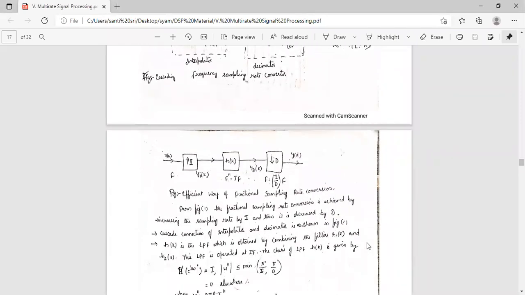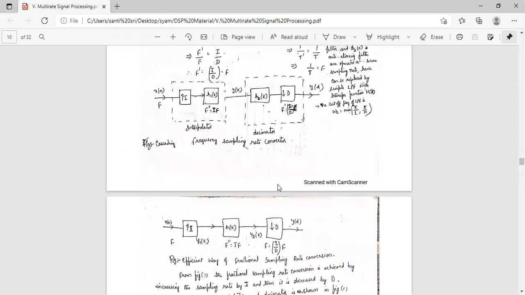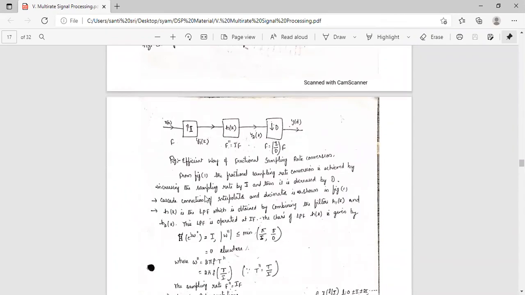First of all, these are two filters: an anti-imaging filter and an anti-aliasing filter. These two filters are combined to get H of K, the low-pass filter. This is the efficient way of fractional sampling rate conversion. In figure one, the fractional sampling rate conversion is achieved by increasing the sampling rate by I and then decreasing it by D. The cascade connection of interpolator and decimator is shown in figure one, where H of K is the low-pass filter obtained by combining the filters H1 of K and H2 of K.